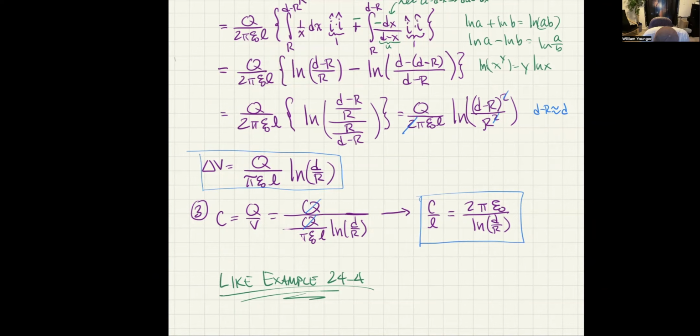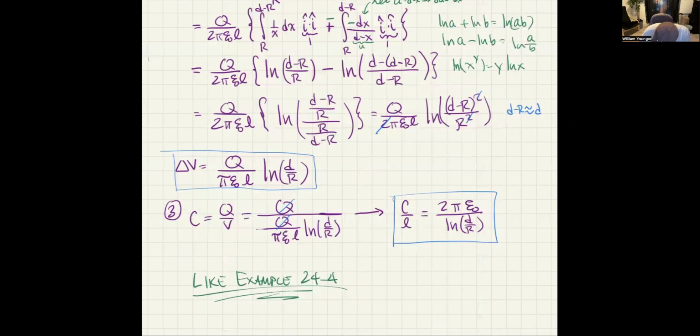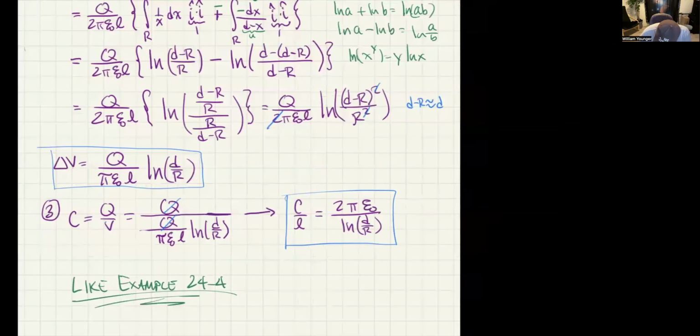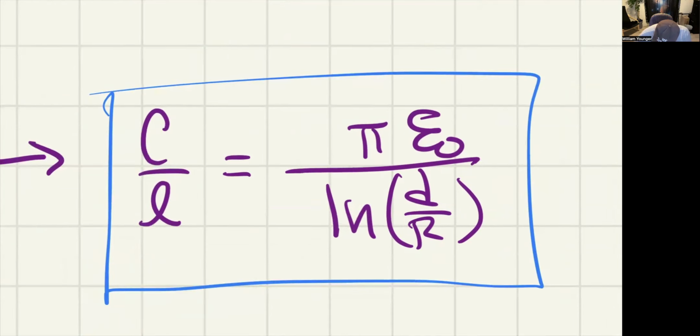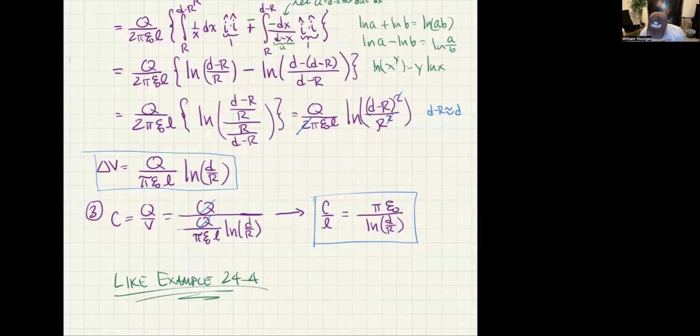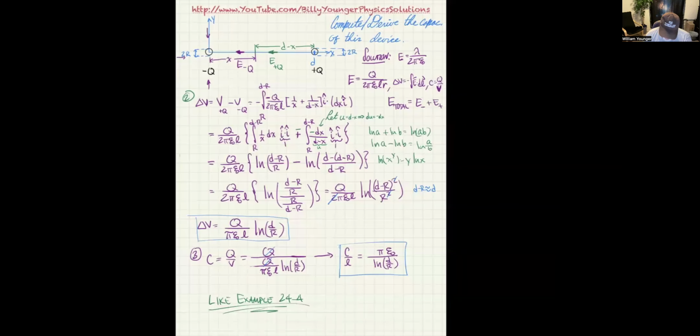I've got to get the right color so I can fix my pi. There's my pi. And I can also get rid of this 2 here, because remember we did cancel it out. So now I get pi epsilon 0 over ln d minus the d over r. That's the actual formula, and I apologize for screwing that up for a second.